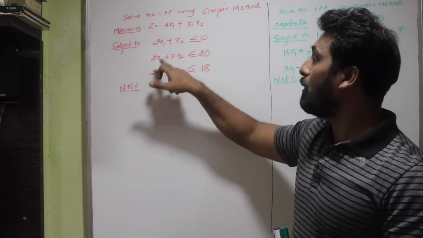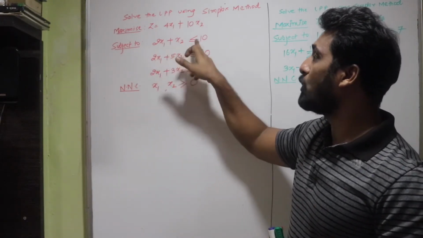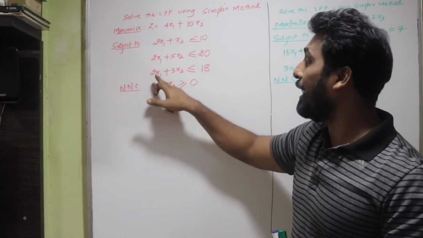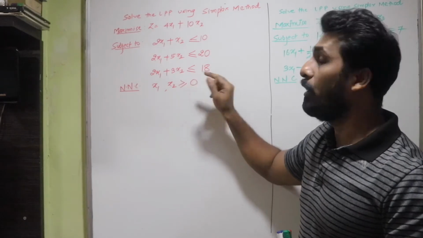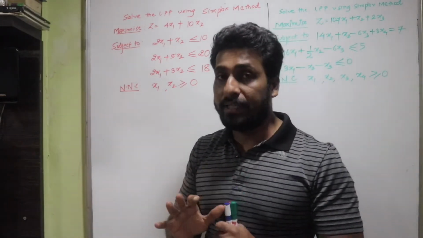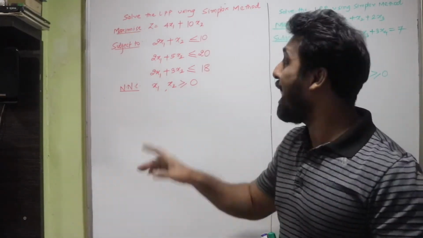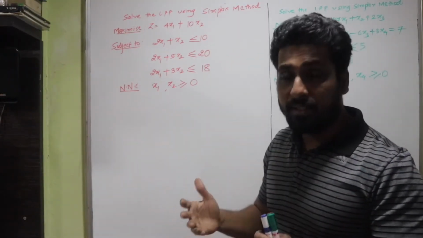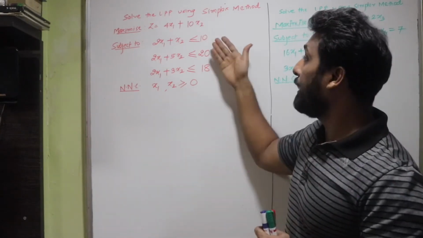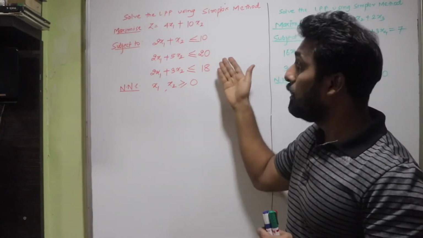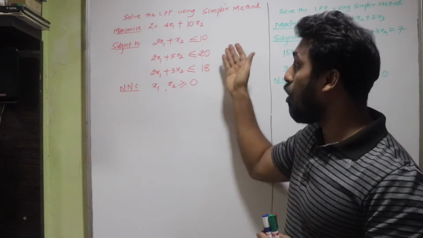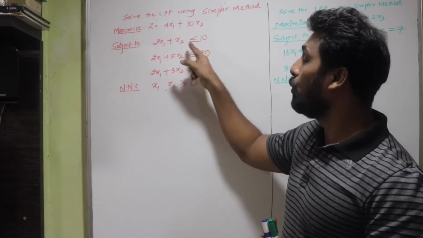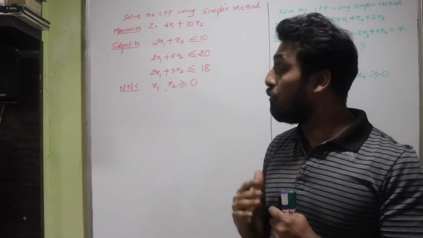Further, there are three constraints given to us: 2x1 plus x2 less than or equal to 10, then 2x1 plus 5x2 less than or equal to 20, and 2x1 plus 3x2 less than or equal to 18. Three constraints are given and all of them are of less than or equal to type. All of them have the right hand side non-negative, isn't it? That was our second rule. The right hand side of all the inequations, the constants we can say, should always be non-negative, and all of the inequations should be of less than or equal to type. So that was the second condition.